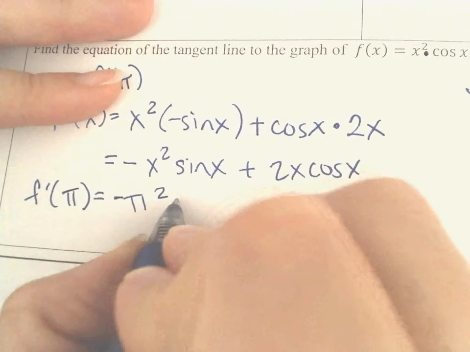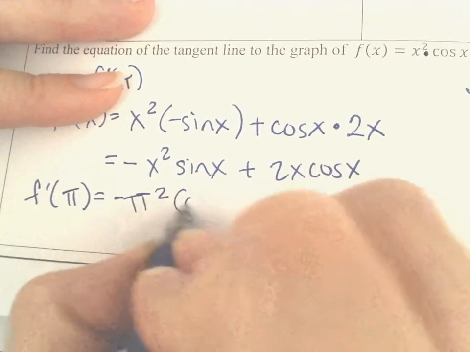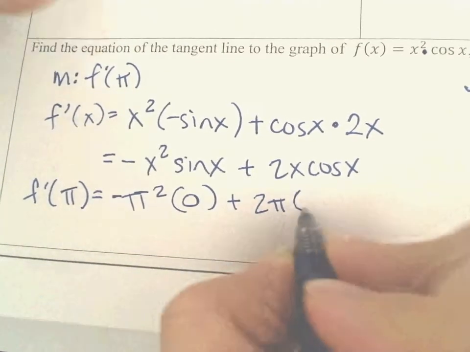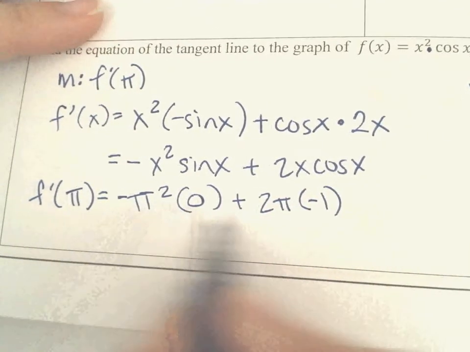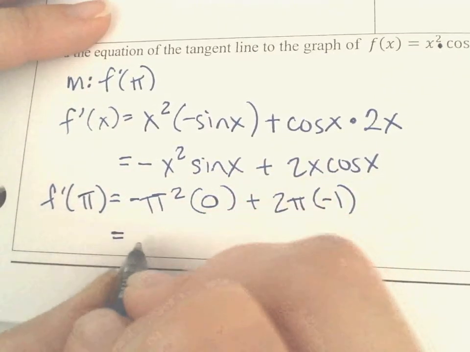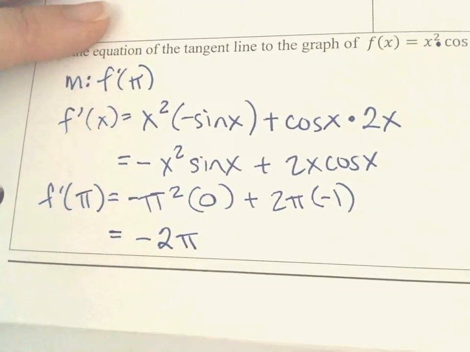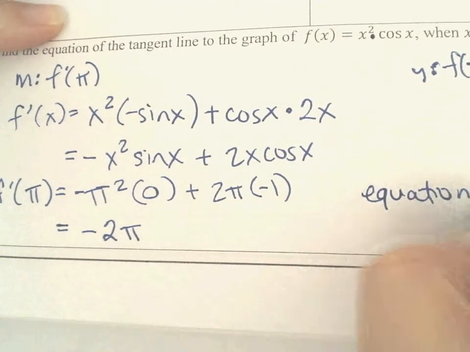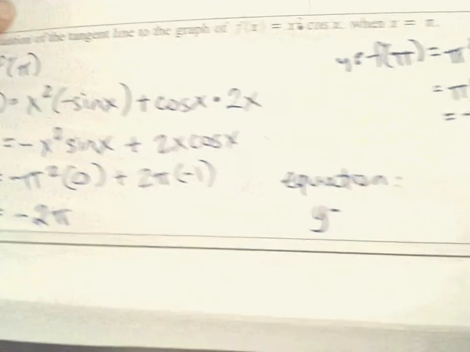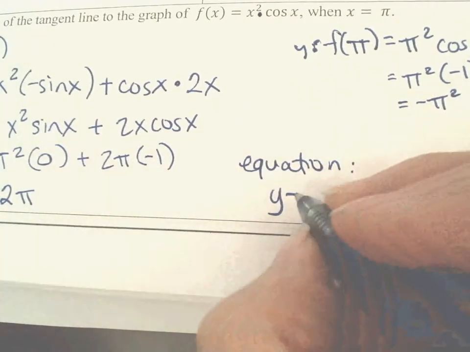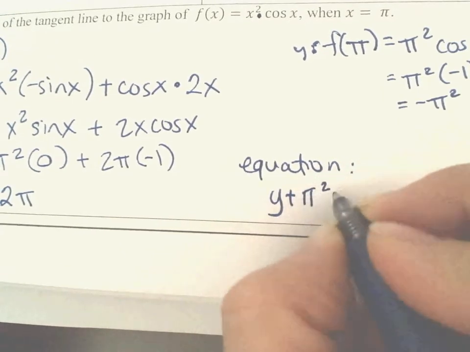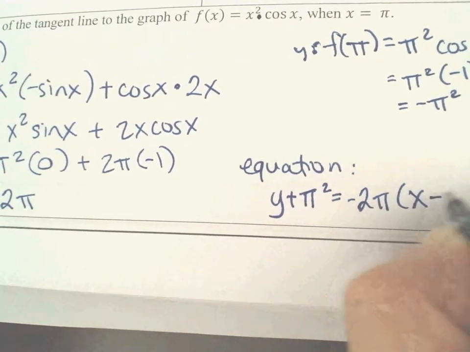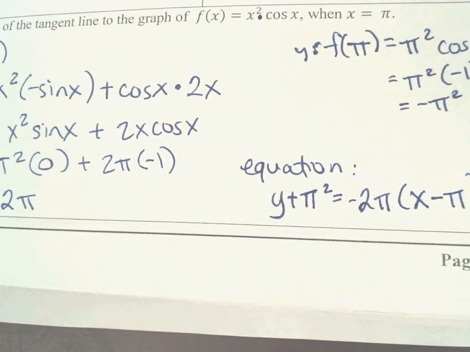Okay. What's sine of pi? 0. What's cosine of pi? All right, so that's 0 minus 2 pi, so f prime of pi is negative 2 pi. And now we're ready for our equation. Y minus negative, so y plus pi squared is equal to, what's my slope? Negative 2 pi, times x minus pi.